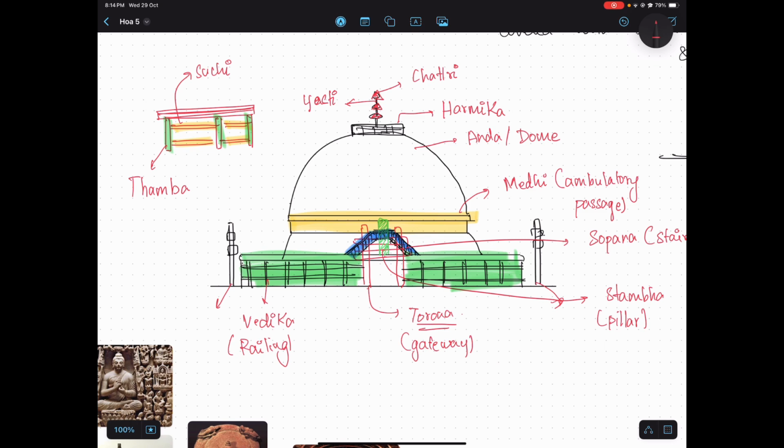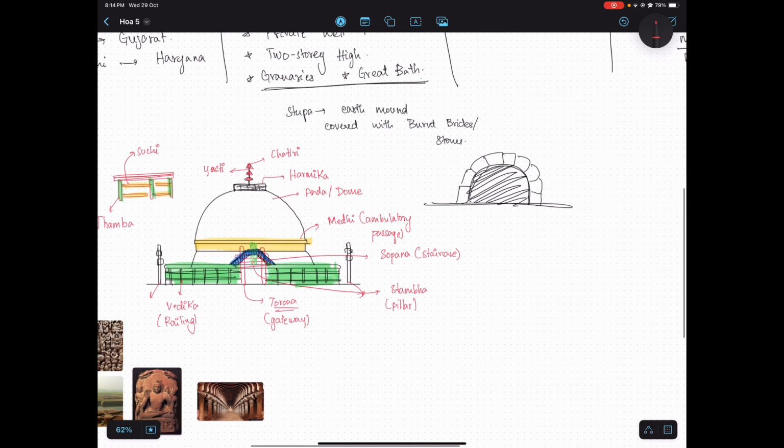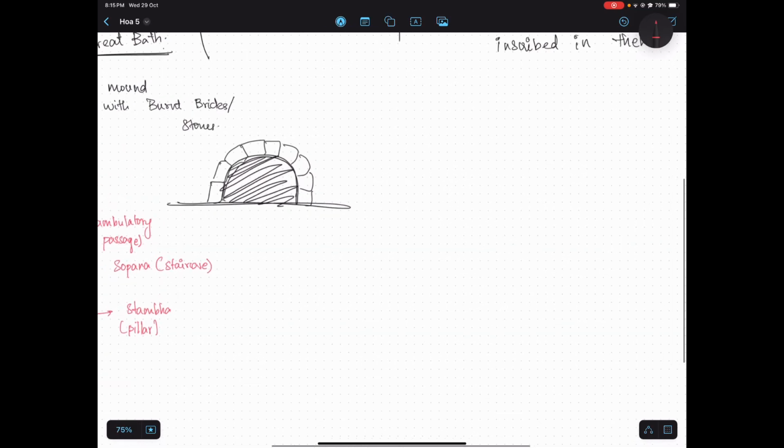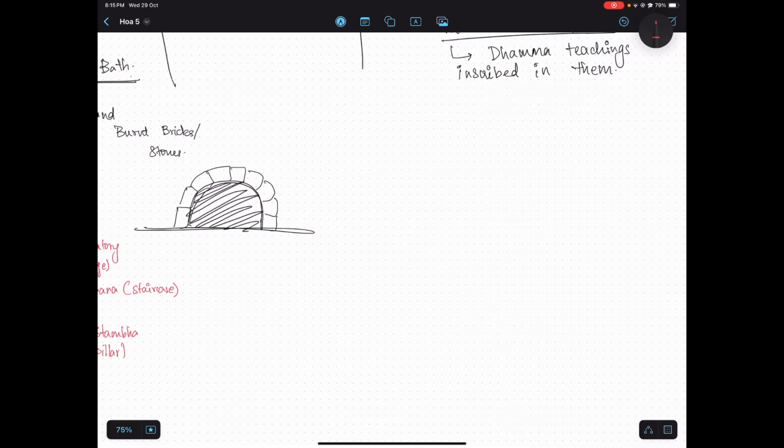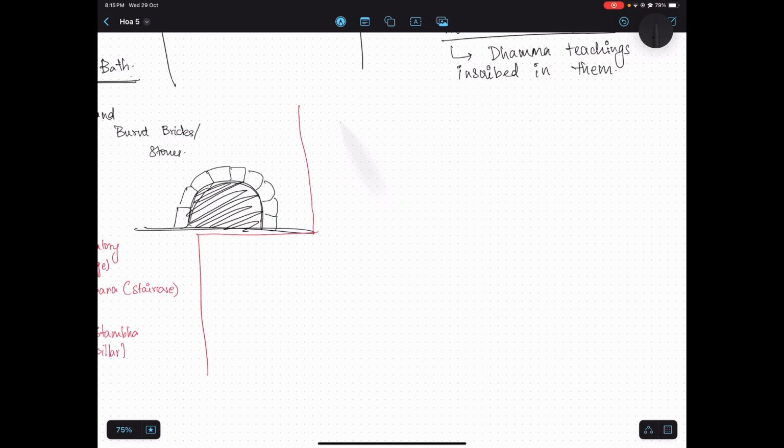Okay, so these are the parts of a stupa, and a stupa is nothing but an earth mound covered with stone or burnt bricks, and this is basically their shrine. And if you see the development of the stupa, or how it started off, we had 3 schools of architecture. So one is the mix of Greek plus Indian, which brings us to the Gandhara style or Gandhara school.